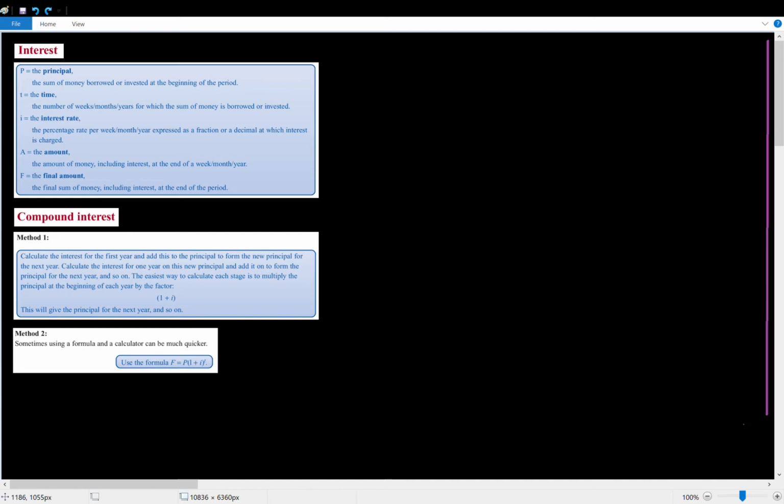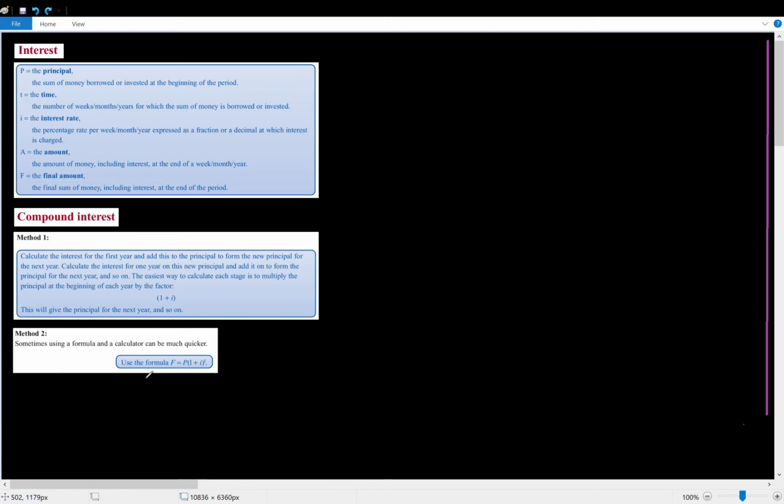And there are two methods for calculating compound interest that we're going to look at here. You can first of all calculate the interest from the first year and add this to the principal to form the new principal for the next year. Then you calculate the interest for 1 year on this new principal and add it on to form the principal for the next year, and so on. The easiest way to calculate each stage is to multiply the principal at the beginning of each year by the factor 1 plus I, where I is the interest rate as a decimal or fraction. This will give the principal for the next year, and so on.